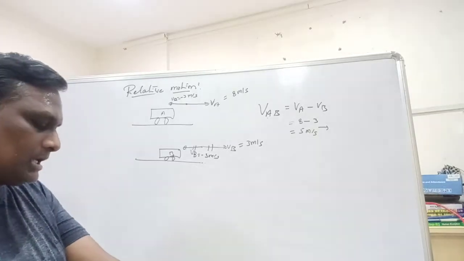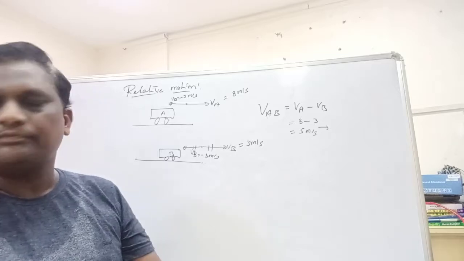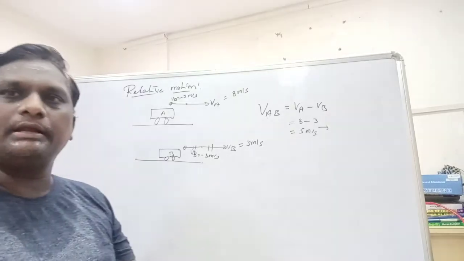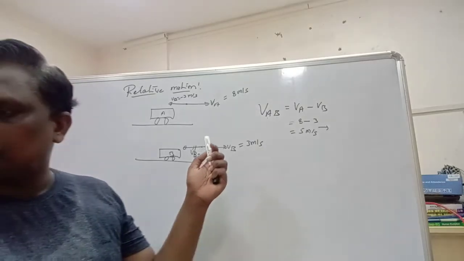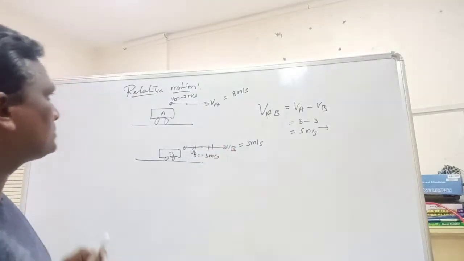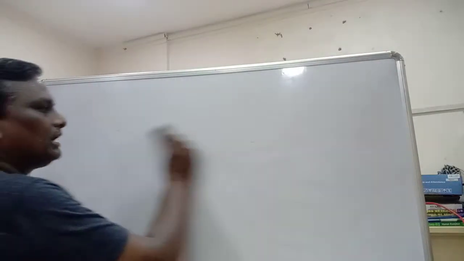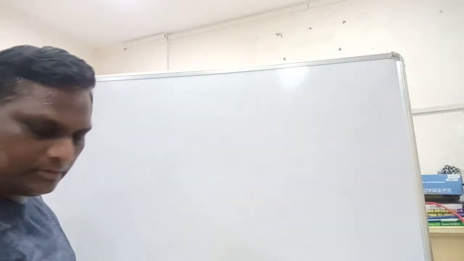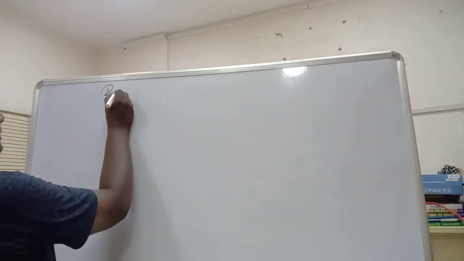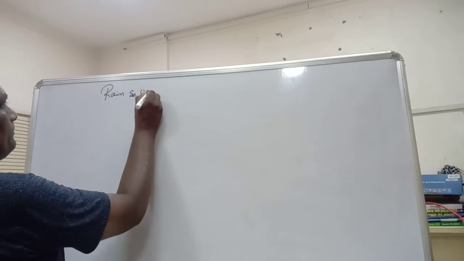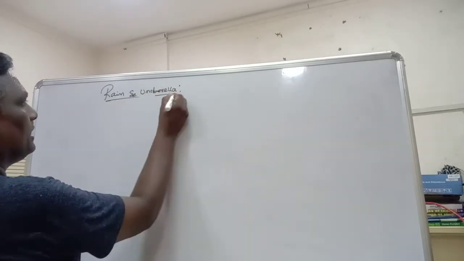Based on this relative motion concept, we go for the rain and umbrella problem. Please take it down. Have you completed? Yes, sir. Good. So now we see the rain and umbrella problem. Compulsorily they will ask a question in this rain and umbrella problem.